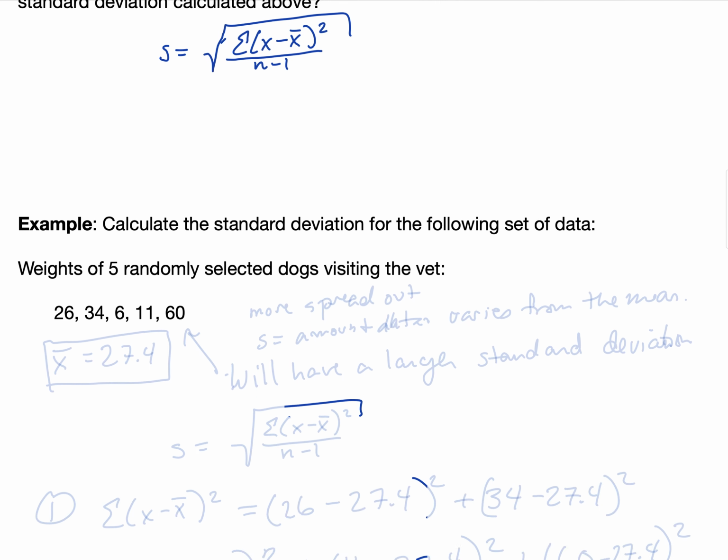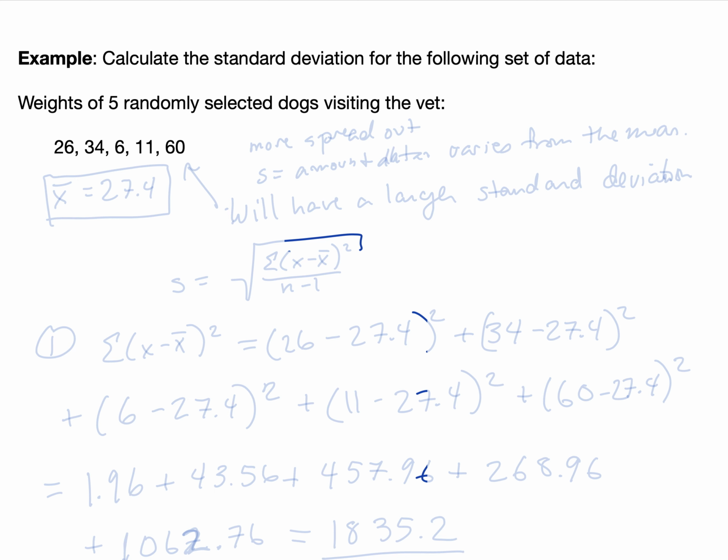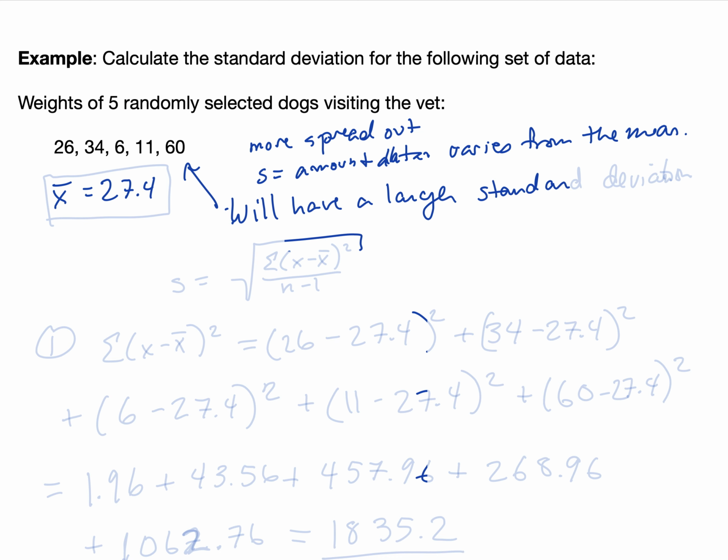Okay, so first of all, what do we expect about the comparison of the standard deviations here? This data is more spread out than the data above, and we know that the standard deviation specifically is the amount the data varies from the mean. So here we have a sample mean of 27.4, and we see that the actual data values themselves are much farther away from the mean than they were in the previous example. So we expect this will have a larger standard deviation than the example above.